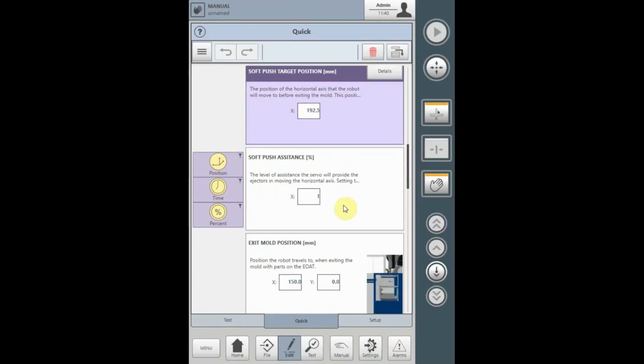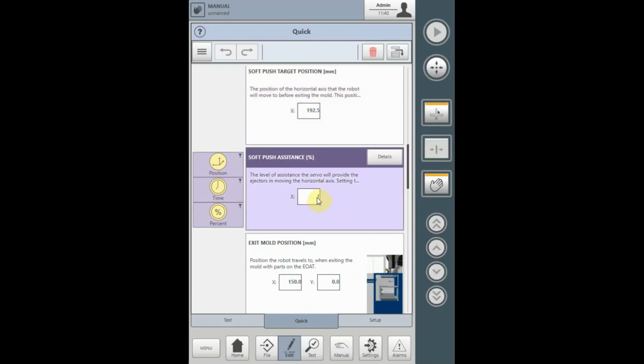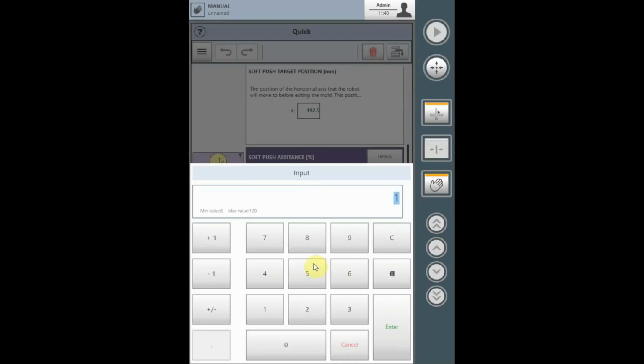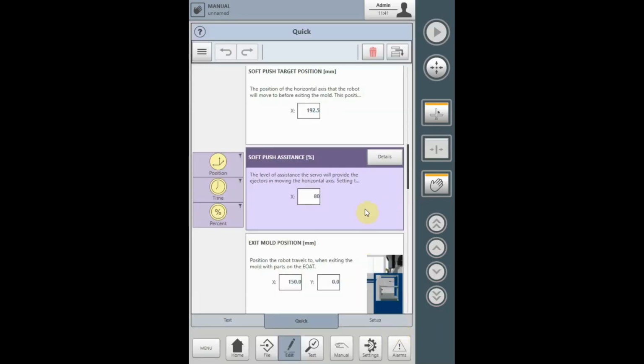Next, select the soft push assistance parameter. It is recommended to set this value at 80% to begin. This is the amount of assistance that the drive will give to the ejectors as they push the axes.